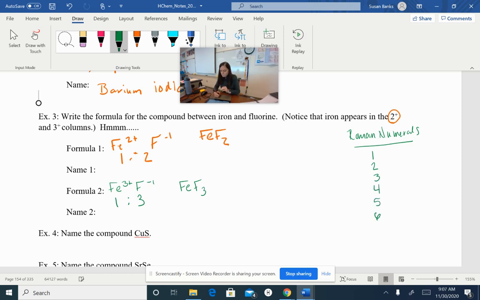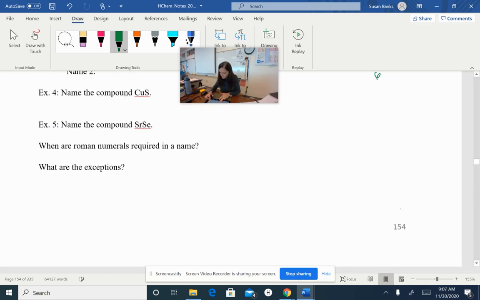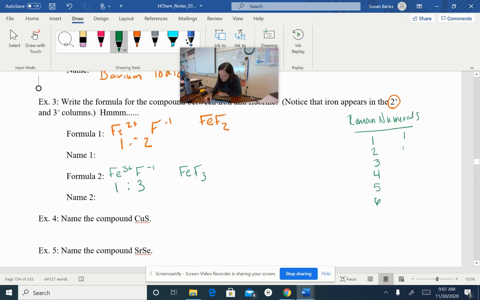The Roman numeral for 1 is just I, capital I. Roman numeral 2 is just II. Sometimes people will put tops on these, like that. You can do that. Roman numeral 3 is III. 4 is IV. 5 is V, and 6 is VI. Okay. So we're going to use Roman numerals to differentiate these.